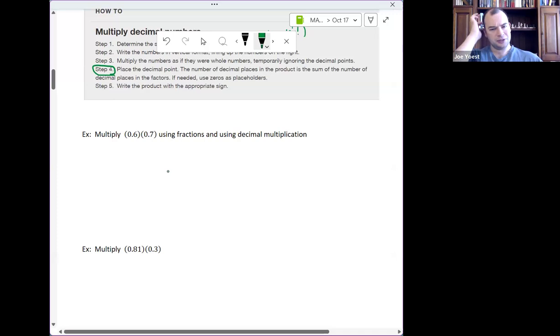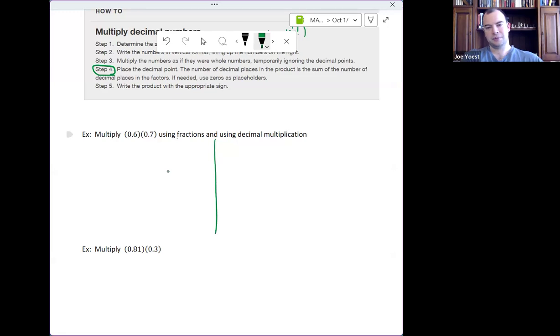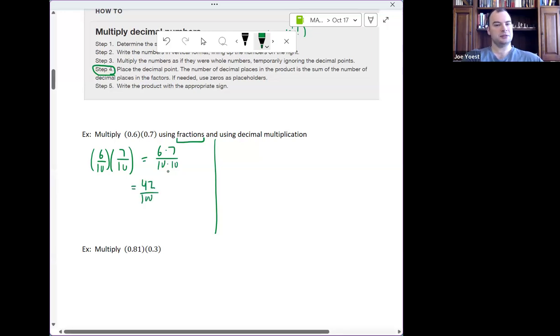Let's actually multiply this using both fractions and decimal multiplication. So let's start by reimagining 0.6 and 0.7 as fractions, doing fraction multiplication, and seeing what answer we get. 0.6 is 6/10, and 0.7 is 7/10. Well, this is 6 times 7 over 10 times 10, or 42 over 100, 42 hundredths. But wait, 42 hundredths is 0.42.